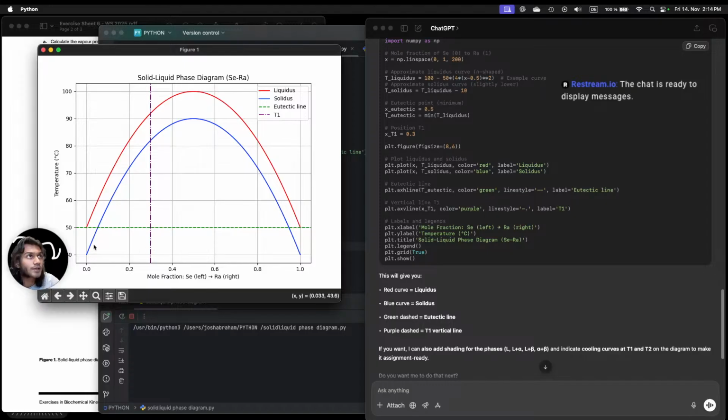So that's the XY axis. Where is T1? T1 is this? Oh brother, it's not how it is. No.